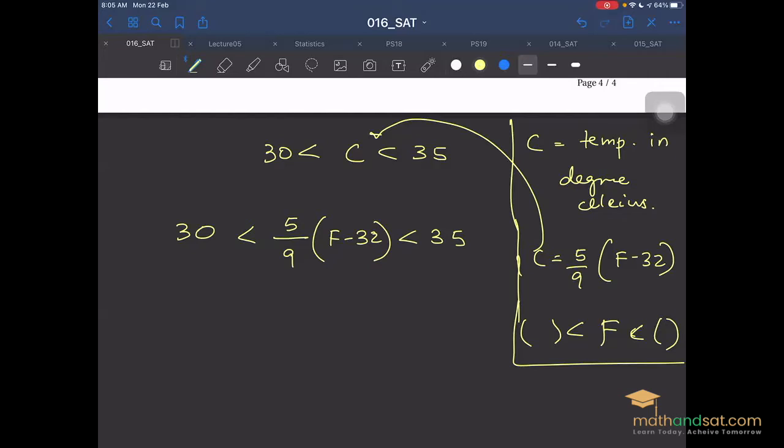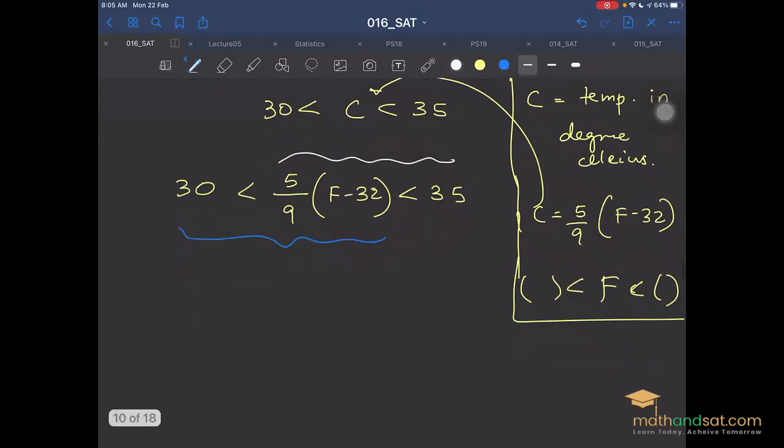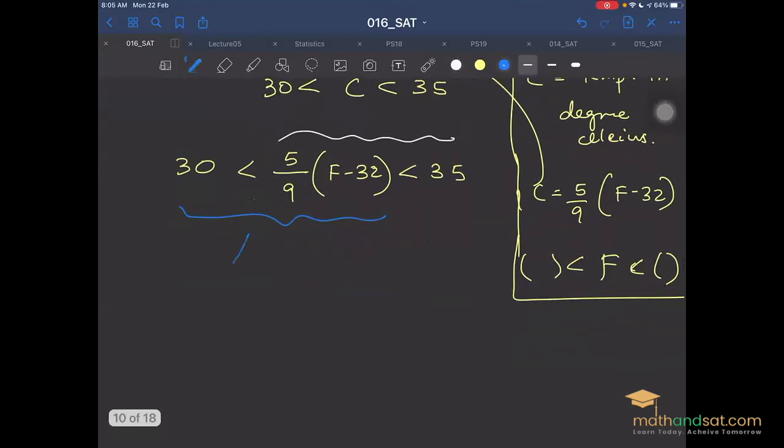Now see, there are two inequalities. This is one inequality and this is another inequality. So you can either solve these two inequalities separately, or you can solve it in one step. If you want to solve it separately, that is fine. If you want to do it together, that is also fine. So if you want to do it separately, you take the first inequality. It says 30 is less than 5/9 times (F minus 32).